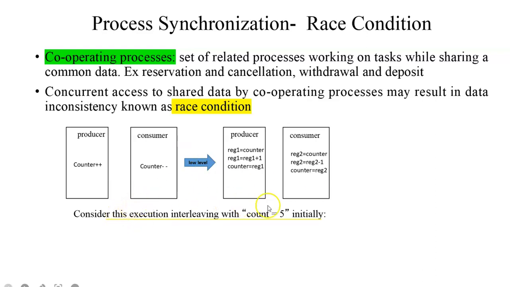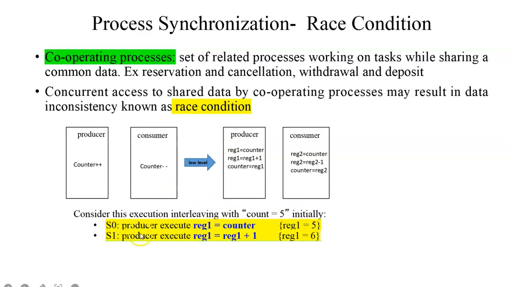Now let's take an example. Consider that the initial count value is 5. Now say at time 0, the producer process executes. So the first instruction, counter is stored in register 1. So now the register 1 value is 5. Now say again the producer executes its second instruction. The register 1 value is incremented, hence register 1 value is 6.